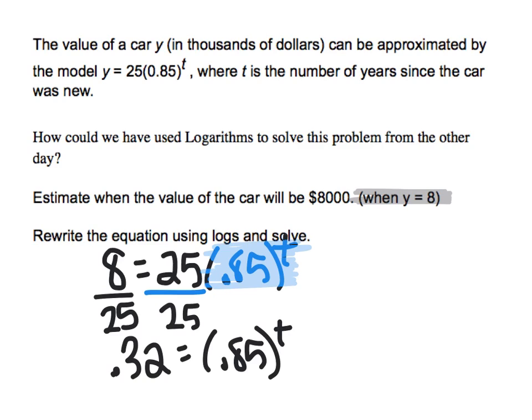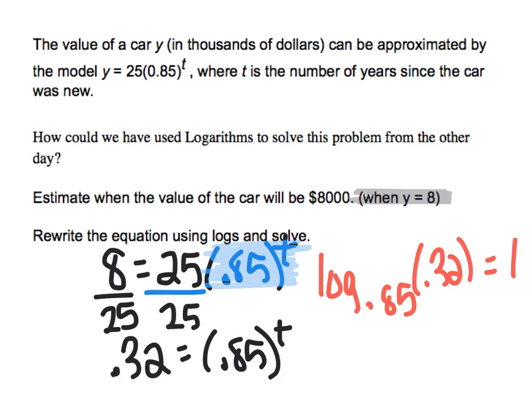0.85 to the t. Okay, so if we wanted to rewrite that in log form, we would say that log base 0.85 of 0.32, and just keeping in mind as we're writing these logs that 0.85 is a base, so it's a subscript down below, equals t. Now we can go ahead and put that into our calculator.